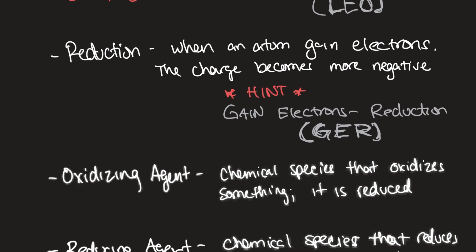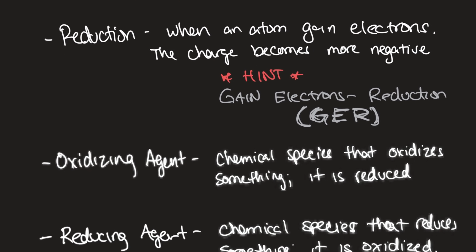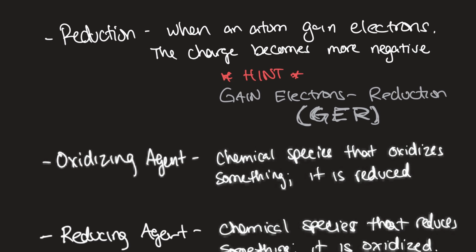Now, another vocab term that's really important is reduction. Reduction is when an atom gains electrons, and so the charge becomes more negative. Remember, we have something that's gaining electrons. For example, if we have fluorine gaining an electron, what's going to happen is we get fluorine -1. If you notice here, the charge started off neutral. Now it's -1. The charge became more negative.